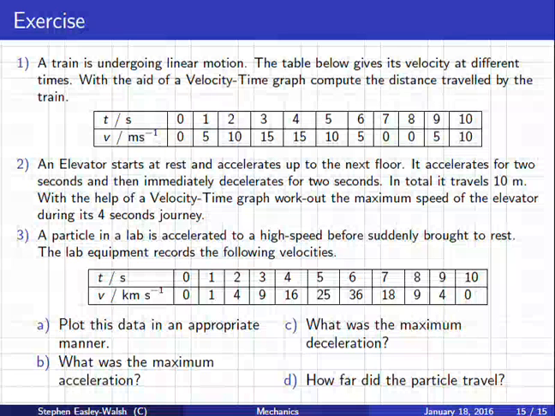Can you tell me the times? What are the times? 0, is it? Yeah. Next. 1, 2, 3, 4, 5, 6, 7, 8, 9, 10. And the velocities? 0, 0.5, 10, 15, 20, 10. Alright, let me draw you a beautiful graph.